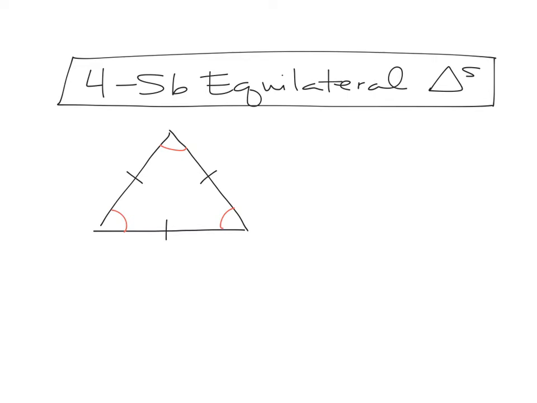The second one says if a triangle is equiangular, so if all the angles are the same, then the triangle will be equilateral. So if you know the three angles, you know the sides are congruent. If you know the three sides are congruent, you know the three angles are congruent. In other words, you cannot have an equilateral triangle that isn't equiangular or vice versa. Okay, they will always be both. If it's equilateral, it will be equiangular. If it's equiangular, it will be equilateral. Okay? Questions on that?